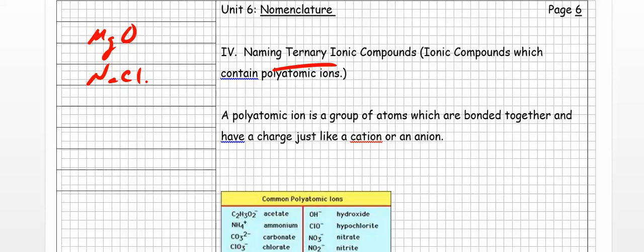A polyatomic ion is a group of atoms which are bonded together and have a charge, just like a cation or an anion, right? So here's a list of some common polyatomic ions. It's not a complete list, but it certainly is a good representation of polyatomic ions. So let's take a look. If we've got, for example, C2H3O2, and the whole thing has a charge of -1, that's a polyatomic ion. Poly means more than, atomic means atom. Polyatomic ion with a charge of -1.